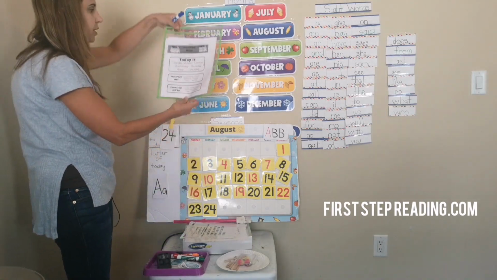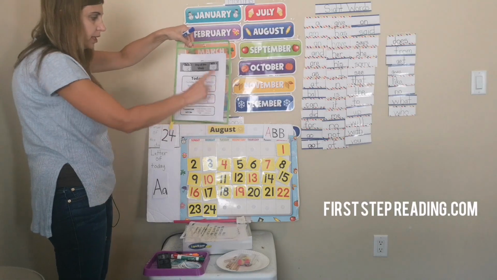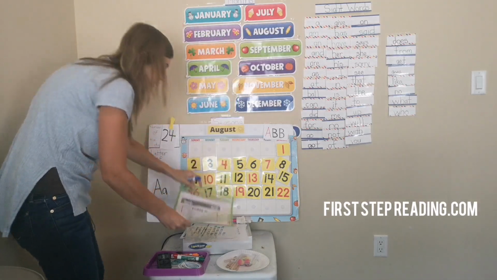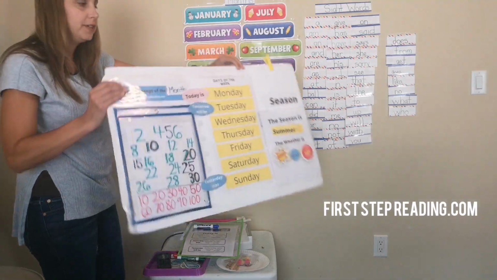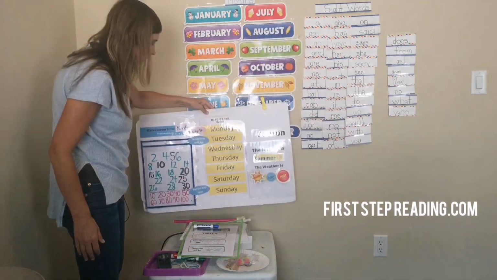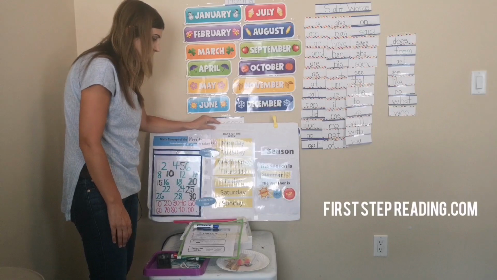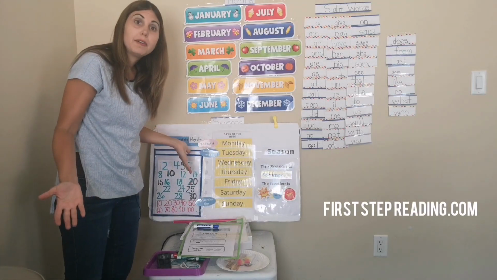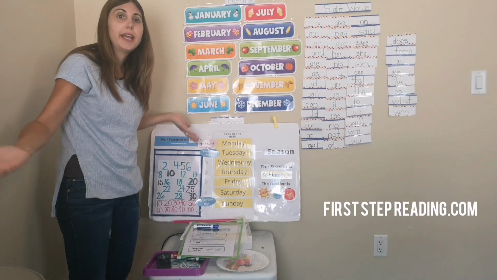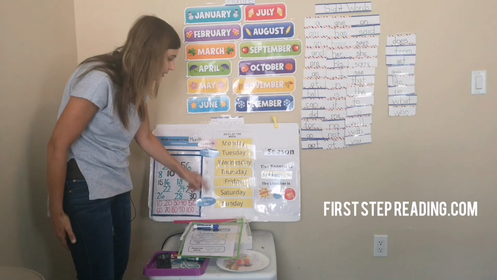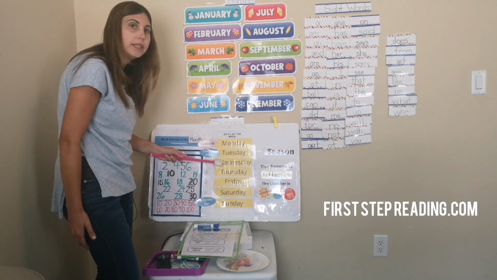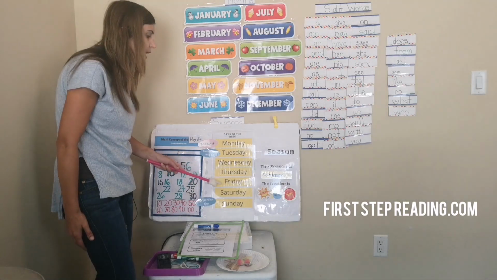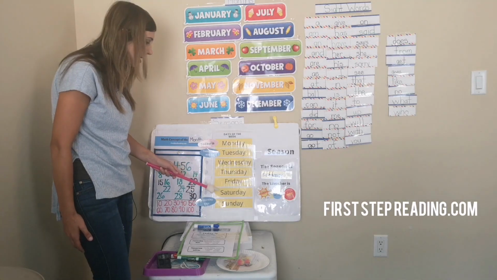Now we're going to do the days of the week. So if you have that, you can take it out now. We're going to start by singing our 7 days of the week song. If you know it, please sing along. There are 7 days, there are 7 days, there are 7 days a week. Sunday, Monday, Tuesday, Wednesday, Thursday, Friday, Saturday.